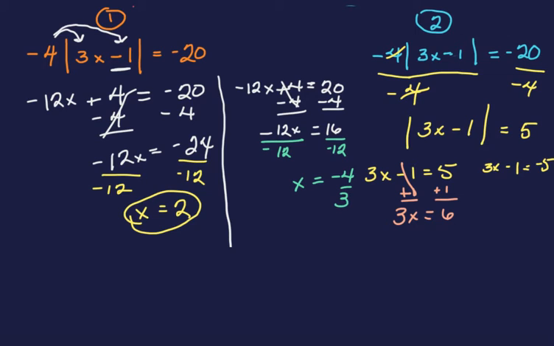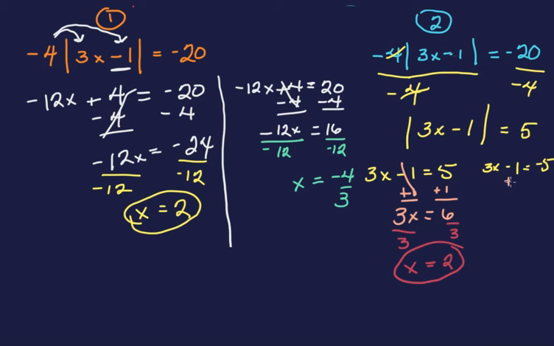Divide by 3. I'm going to use this color. We haven't used this color yet. Divide by 3, divide by 3. And x is equal to 2. Just like that one, it works out just right. Thank goodness. Okay, go back to this color and start doing it again.